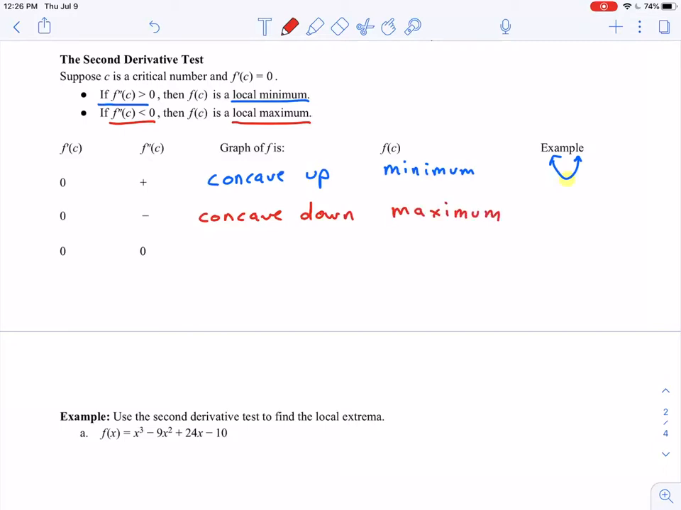And I should say both of these are local minimums and local maximums. So again, draw a picture of the graph which is concave downwards. There's the graph of something which is concave down, and there we have our local maximum. It may be an absolute maximum, but we know at the very least, it's a local maximum.